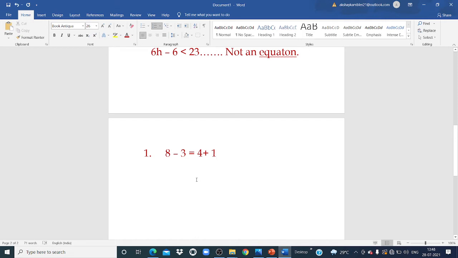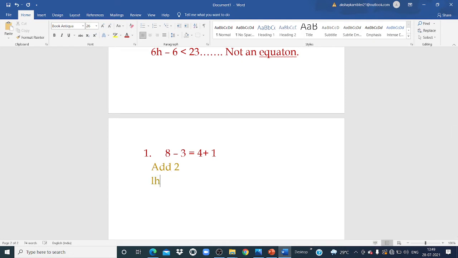Yes, we'll take one more example. 8 minus 3 is equal to 4 plus 1. Is this a balanced equation? Yes, because on the LHS the answer is 5. Same for RHS, the answer is 5 only. Suppose now we have to add the number 2. Then what do I have to do? Yes, for the solution, I have to add 2 to the LHS as well as the RHS.